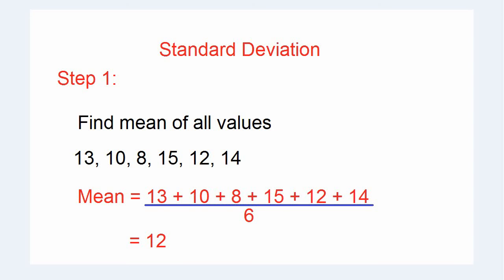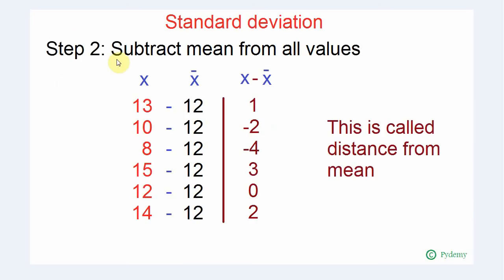Step number 2 is subtract mean from all values one by one. Here you can see x is assigned to all values and x bar means mean, and we are subtracting mean from all these values one by one. X minus x bar or x minus x mean. This is called distance from mean or the difference from mean. So step 2, subtract mean from all values one by one.